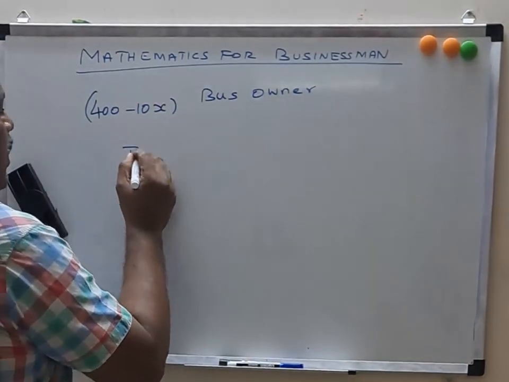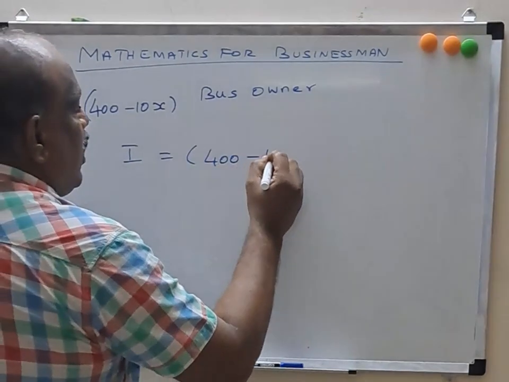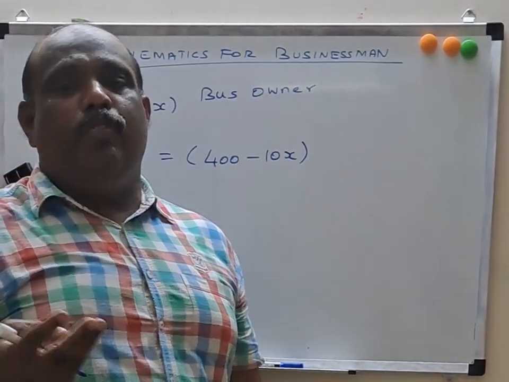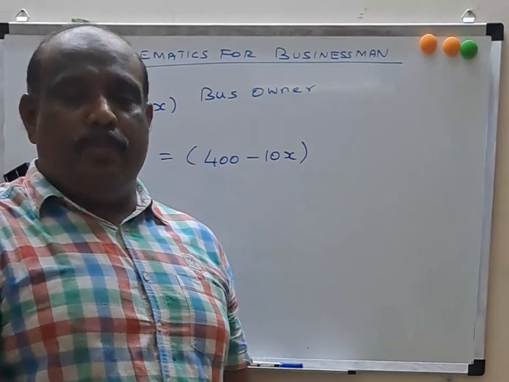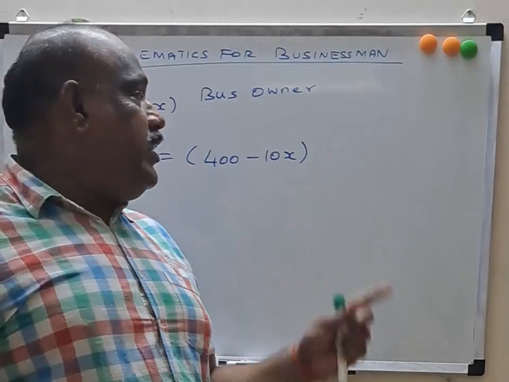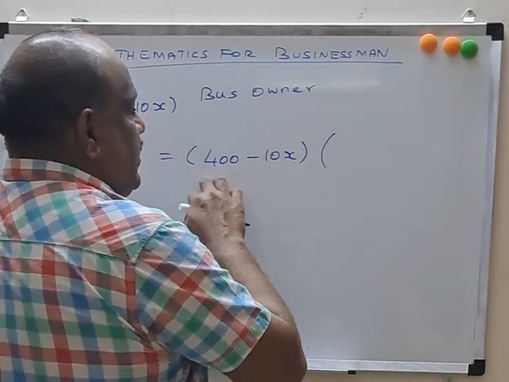So the income is nothing but the number of passengers traveling. Now the number of passengers traveling will be what? 400 minus 10 into x. We do not know how many passengers will be traveling. If 2 times hike is there, then 380 people will be traveling. If 5 times hike is there, then 350 people will travel. So that is what we give as an expression.